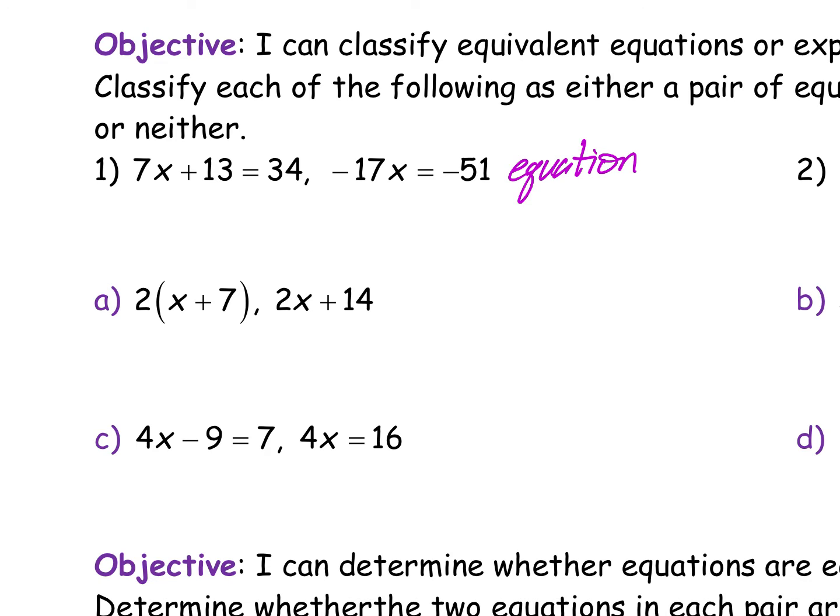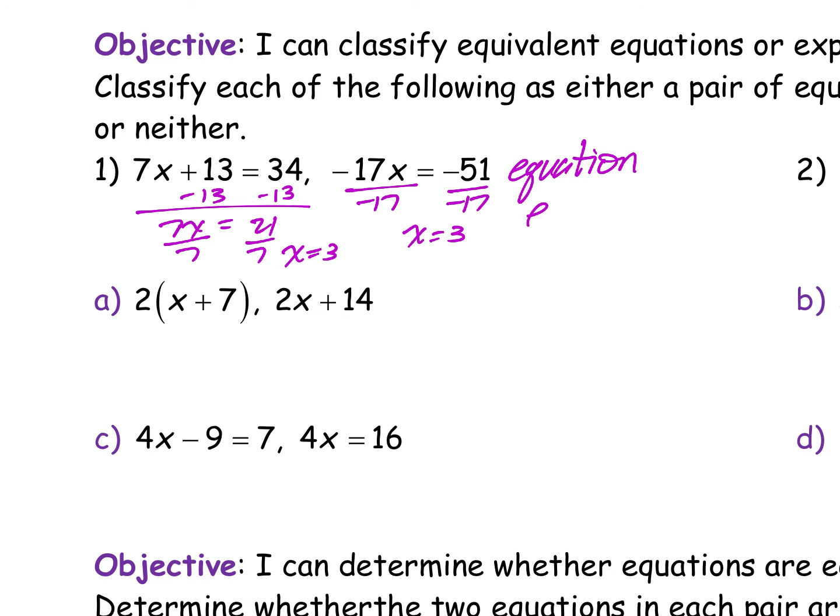Now I need to know if it's equivalent. How do I tell if it's equivalent? You solve. Yeah, exactly. I'm just going to solve. So minus 13, and I get 7x equals 21. Yeah, I can subtract. So x equals 3, divide by negative 17. And again, x equals 3. So this is equivalent. So it's an equation and it is equivalent.